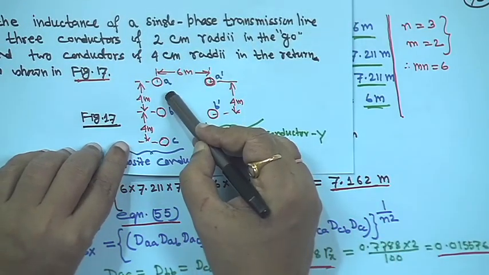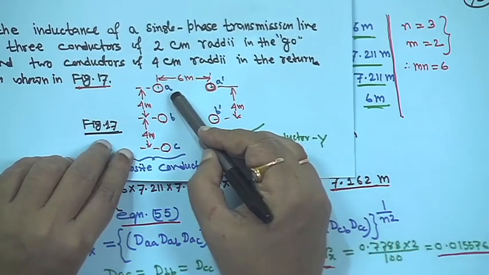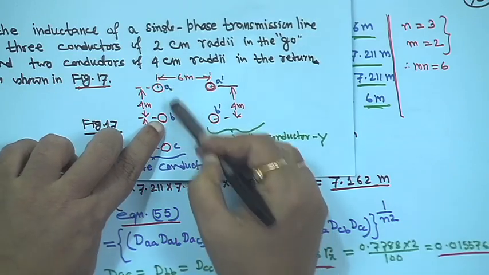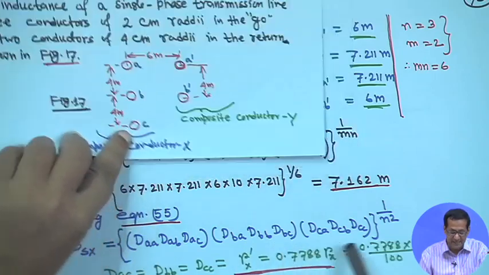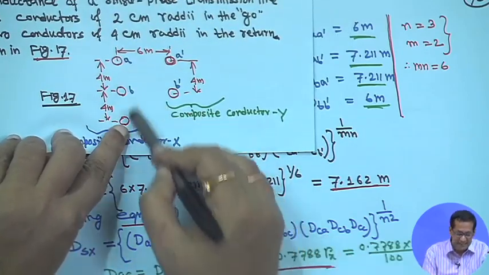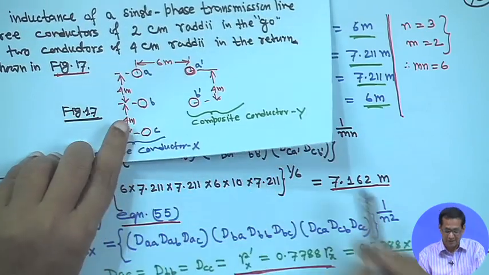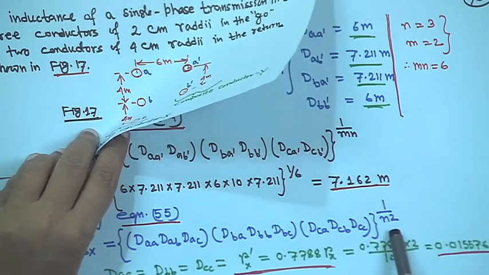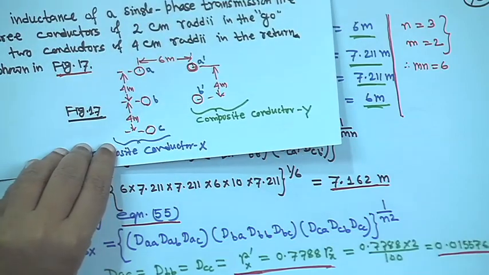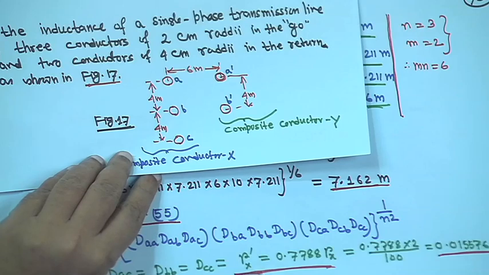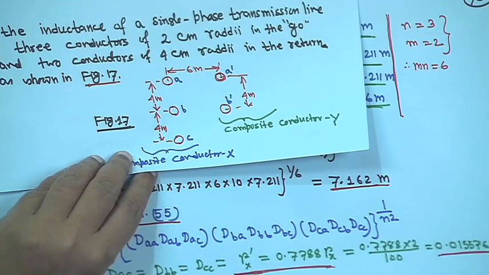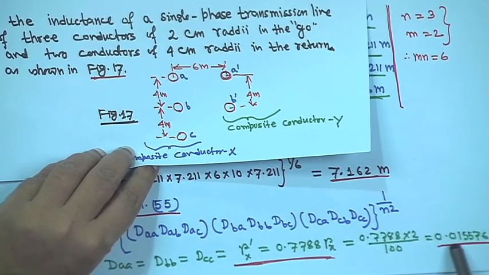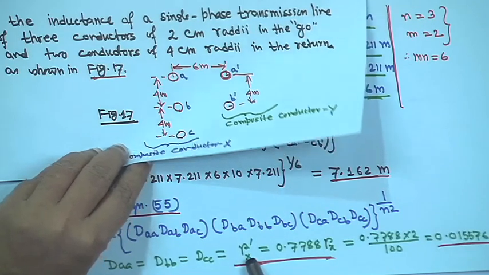So, it will be daa dash, daa, dab, dac, then you take b: dba, dbb, dbc, then you take c: dca, dcb, and dcc. All these are n square, 9 products, and n is 3, so it will be 9th root. daa is equal to dbb is equal to dcc, which I am making r dash x; we are assuming that the group x conductor radius is rx. So, r dash x is equal to 0.778 rx, and rx is given as 2 centimeter, so r dash x is basically 0.015576 meter.